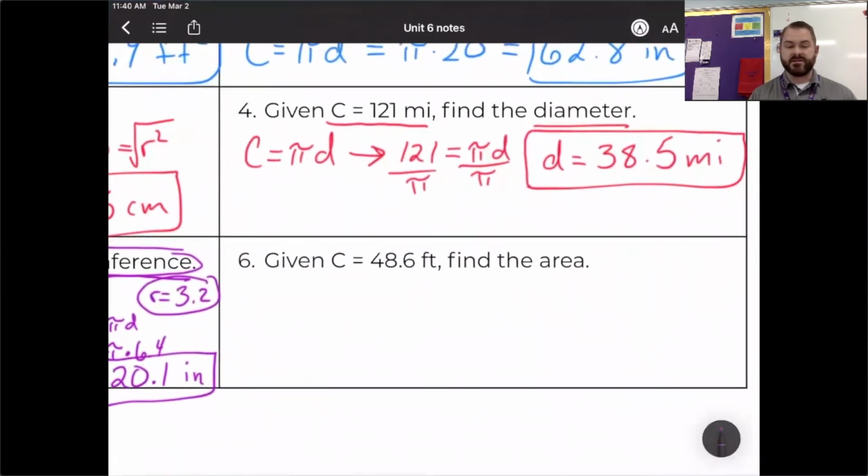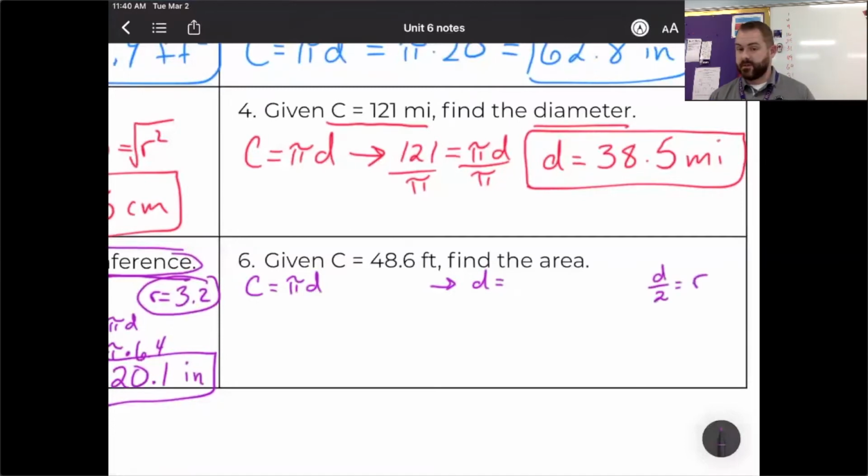All right. On this one, we are given the circumference this time, and we want to work backwards and find the area. So again, we're going to start with the circumference, pi times diameter. That's going to give me the diameter. But then I need to divide the diameter by 2 to equal the radius. So when I find the diameter, I'm going to divide by 2 to find the radius and then use that to find the area. Okay, so 48.6 equals pi times diameter. Divide by pi.